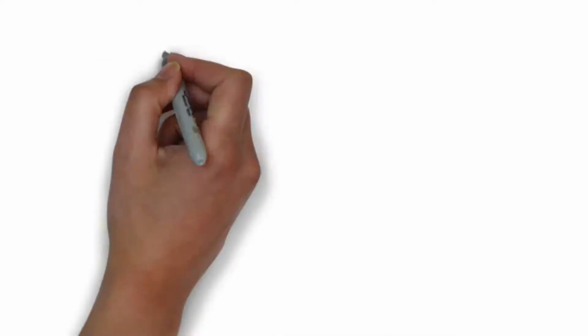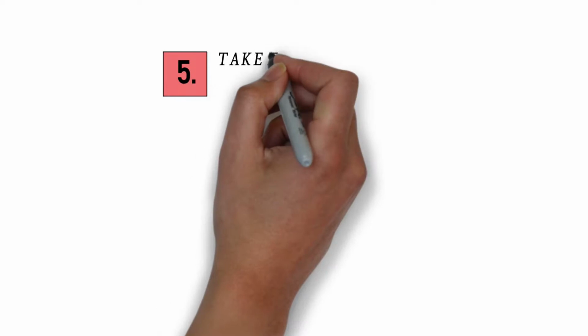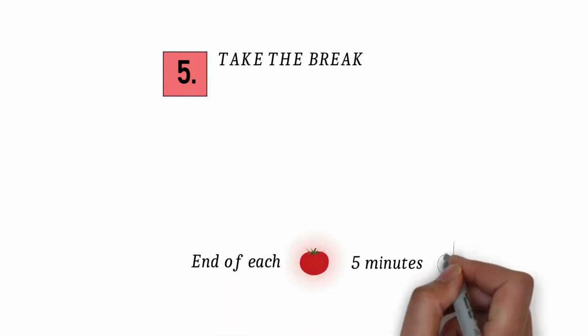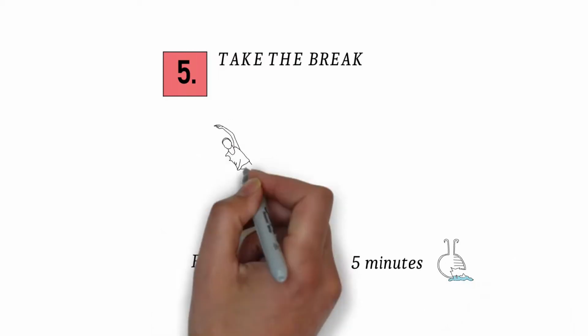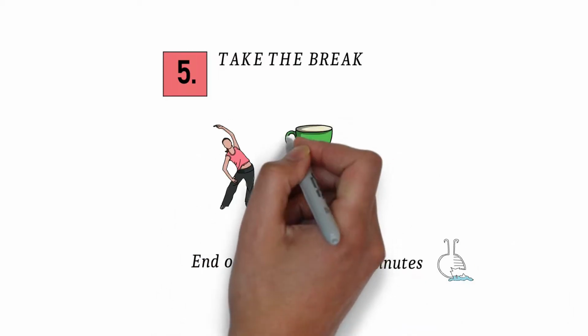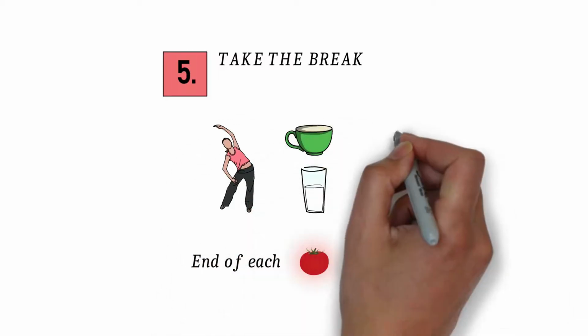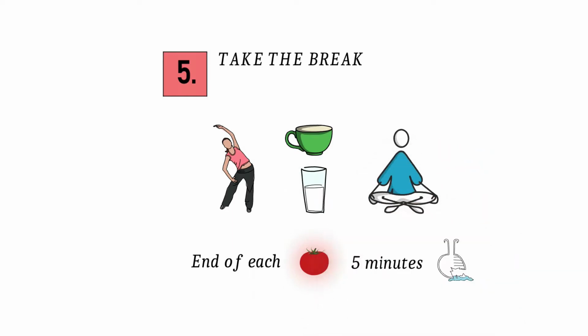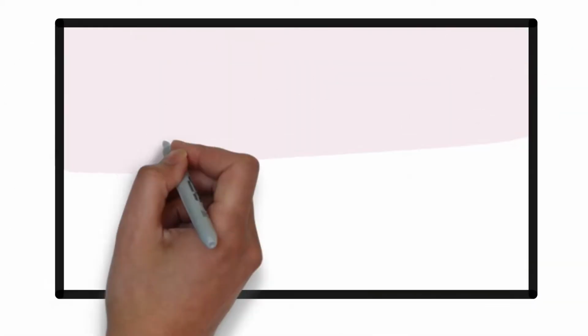Step 5. Take a break. Once you are done with your Pomodoro, you have to take a break for 5 minutes. Don't sit in that exact place. Move around. Stretch your legs. Have a glass of water. Meditate. Do something other than what you were doing in your Pomodoro. Once you are done with the break, repeat steps 3 to 5.